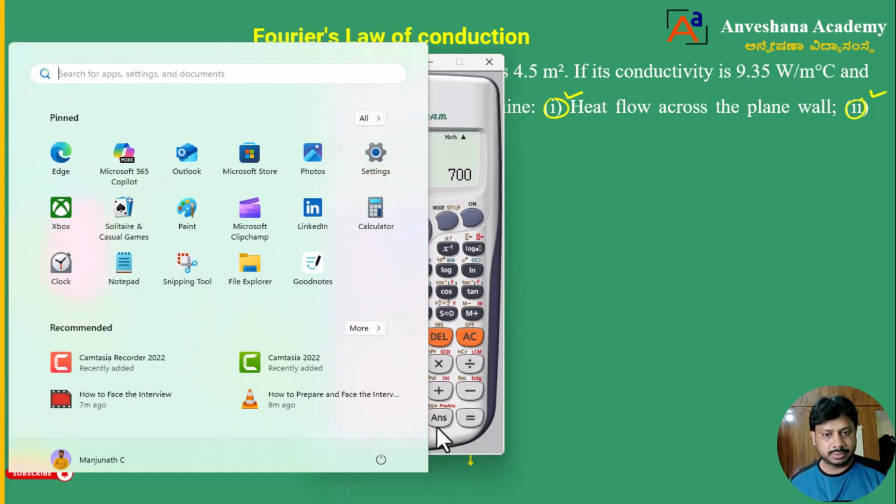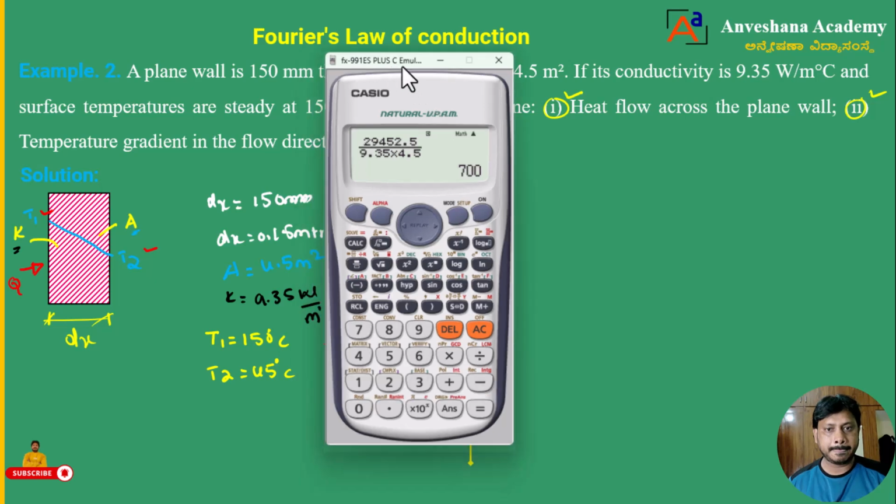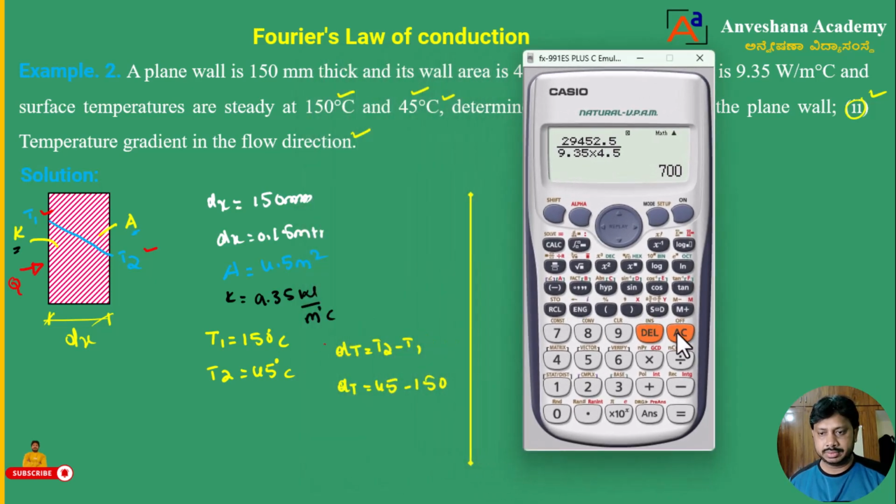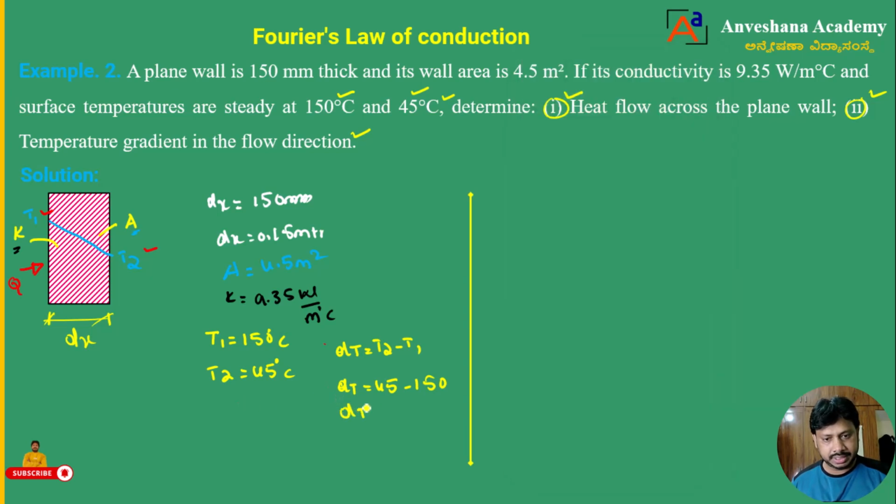So now what I will do, okay, so now what will happen now? 45 minus 150, that is minus 105. So therefore what I can do here, dT is equal to minus 105 degree Celsius. Okay, fine. Now what all things he has given in this?